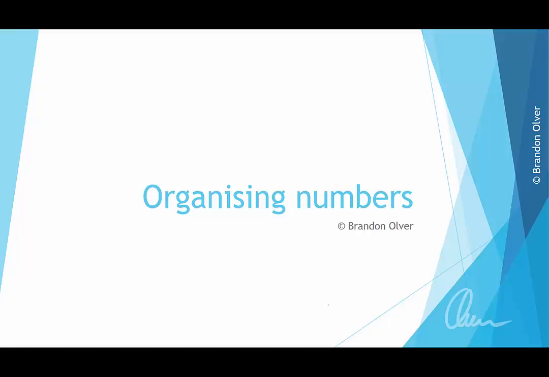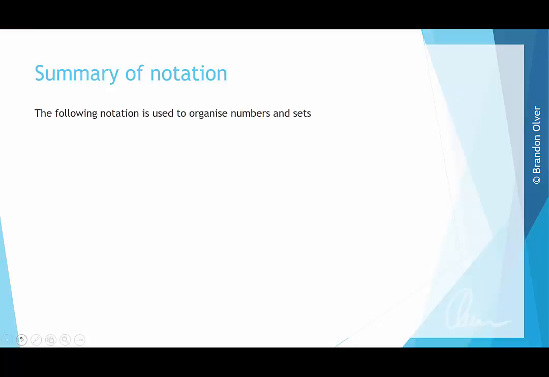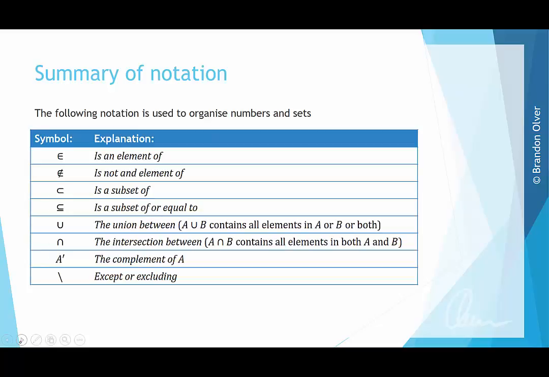In maths, it's very important for us to be able to organise numbers. We use the following notation in order to help organise numbers and sets. So the first symbol says that something is an element of a set. So we could say that 2 is an element of the real number system, which we'll explore a little bit in a moment. The second symbol says it's not an element of.